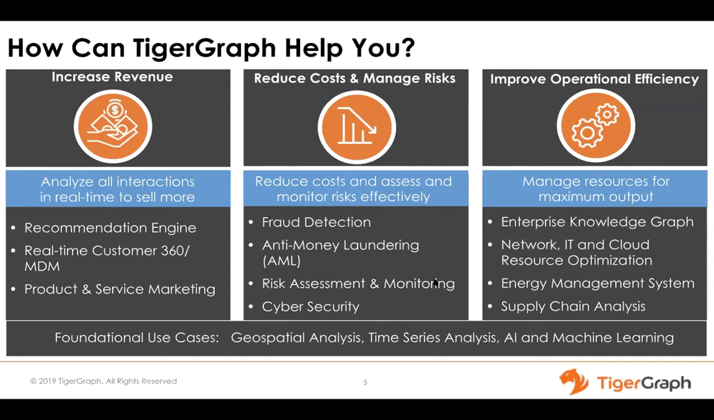Last but not the least, in order to improve your operational efficiency, you're typically looking at establishing an enterprise knowledge graph, looking at ways to optimize your network, IT, and cloud resources, building out efficient energy management systems if you are in that industry, and the supply chain analysis. Along with those, there are a set of foundational use cases like geospatial analysis, analysis of time series data, and of course, AI and machine learning, which weaves into every single use case here. You can find all of this information on tigergraph.com. If you click on solutions, you will find information on these use cases.